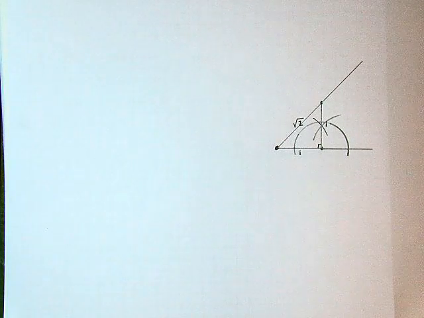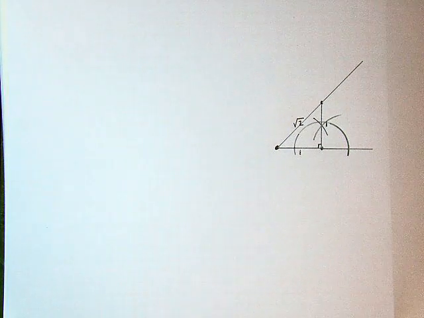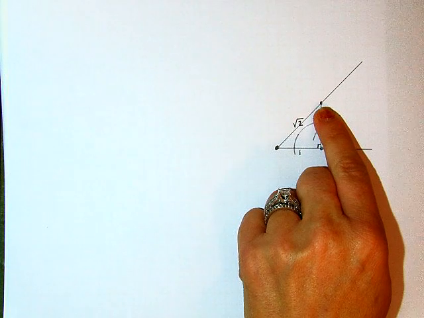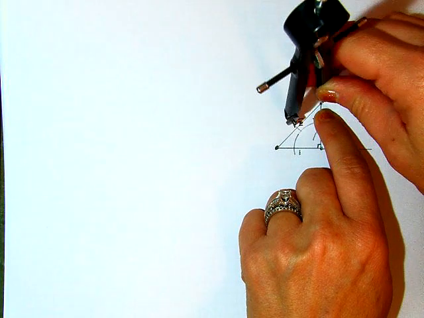All right, now I do the process again. So I'm going to put my compass needle right here. I'm going to start with that initial arc that slices through on both sides.